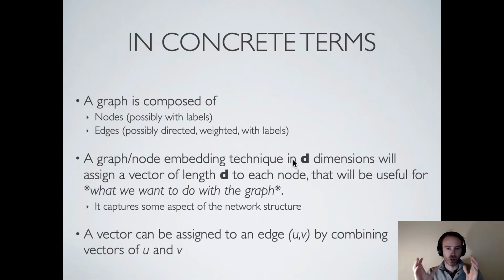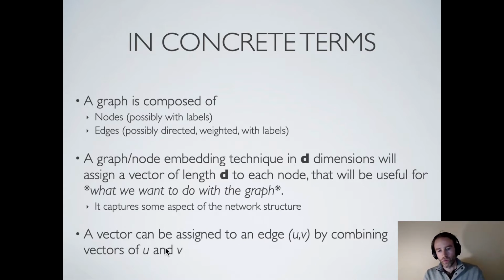For each node, I have a vector with elements in it, and these vectors can be used for something. They are useful for what we want to do with the graph. We will see that we can do link prediction, node classification, role detection, community detection and other things. We will see that there are different types of embeddings and that each embedding is capturing something about your graph.